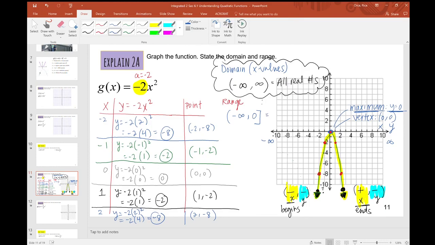Another way to write the range is by stating that y, so put or, so y is less than or equal to 0. So in other words, our y values are all the numbers less than or equal to 0.